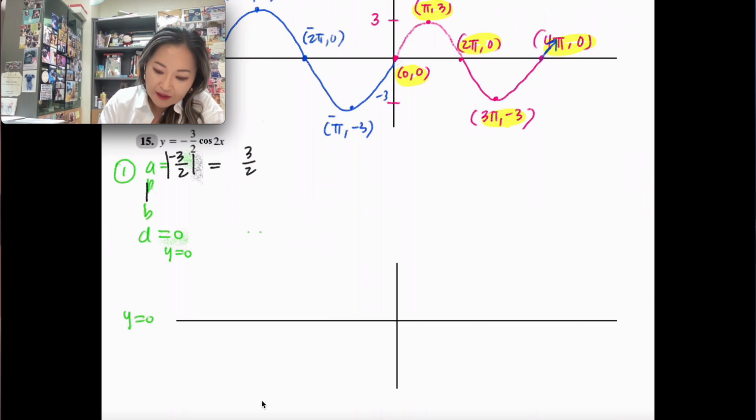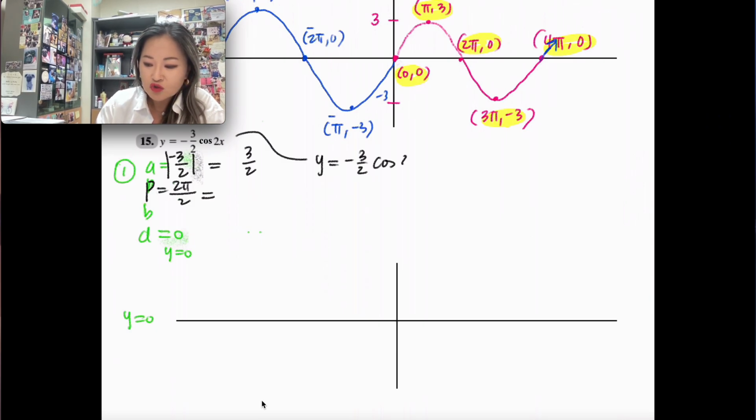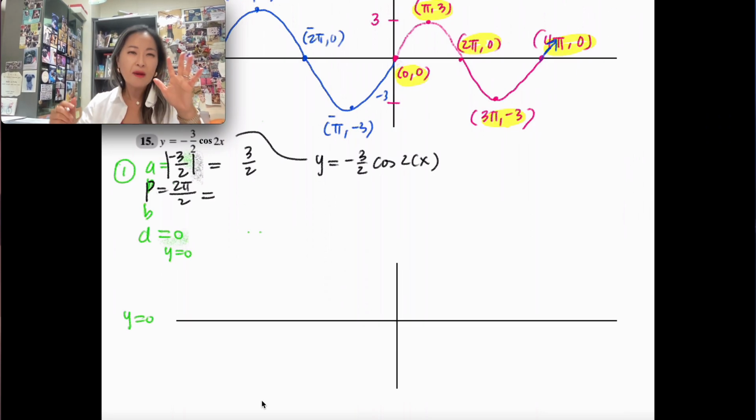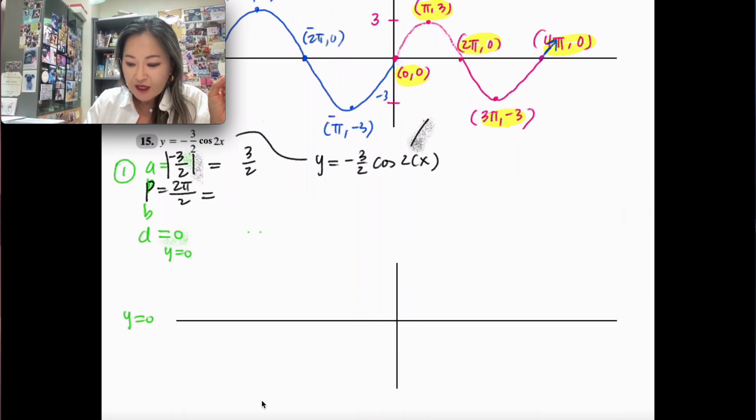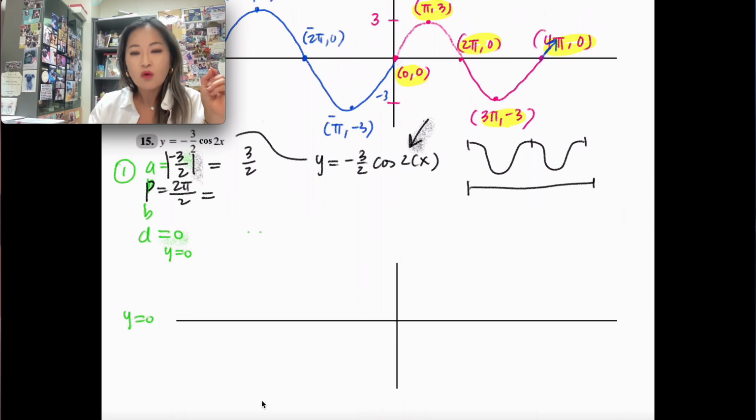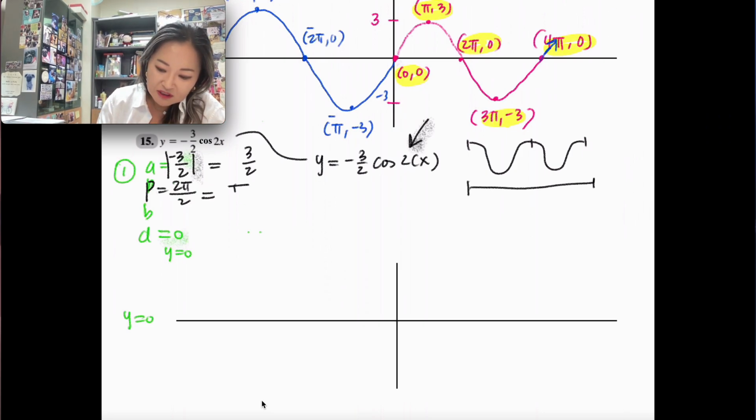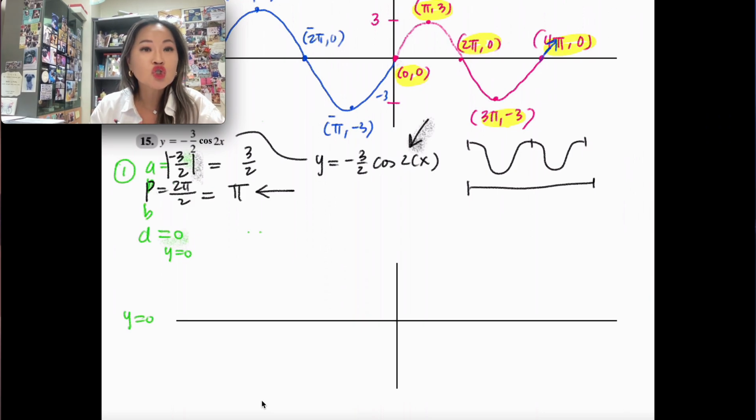Period is going to be 2 pi over b, which is going to be, let's rewrite this. Y equals -3/2 cosine 2x. Wait, the 2 outside is already telling me that in 2 pi, this cosine graph is going to happen 2 times. That means it's pi. Each period cycle is pi long. And the frequency is 2, okay? If you understand the peanut butter really well, then you'll be able to graph much easier, okay?